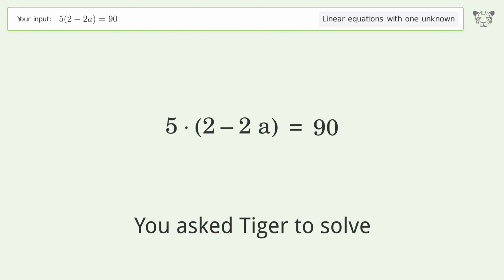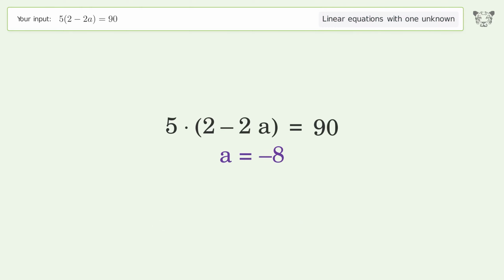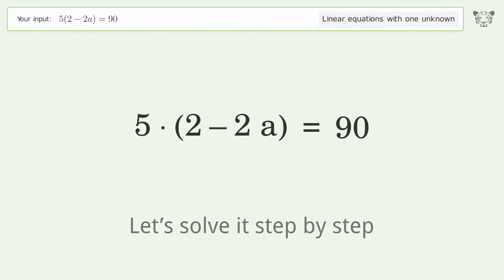You ask Tiger to solve. This deals with linear equations with one unknown. The final result is a equals -8. Let's solve it step by step.